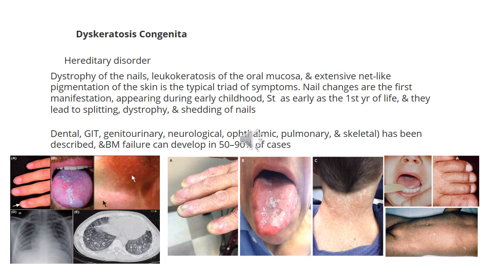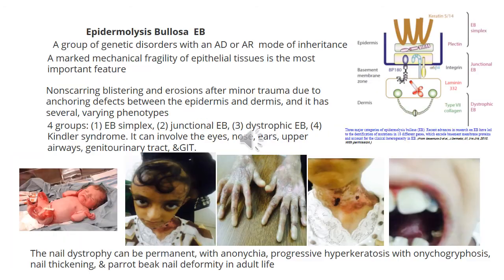Sometimes other abnormalities have been described, including in the teeth, GIT, genitourinary, neurological, ophthalmologic, pulmonary, and skeletal systems. Bone marrow failure may develop in 50 to 90% of cases. These are chest changes. And this is the skin pigmentation, reticular or net-like pigmentation.